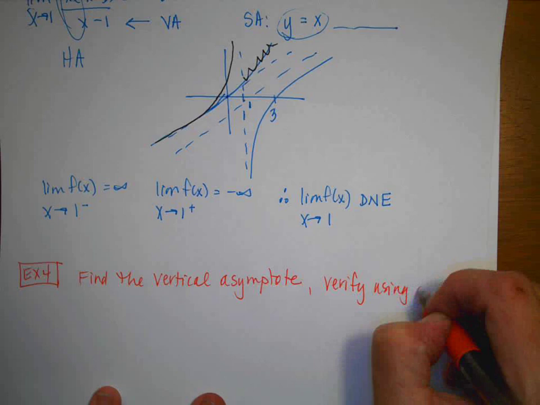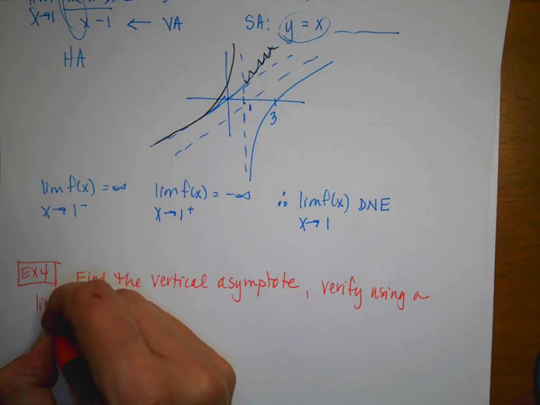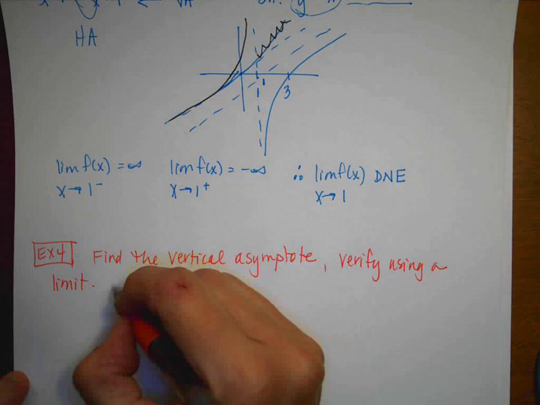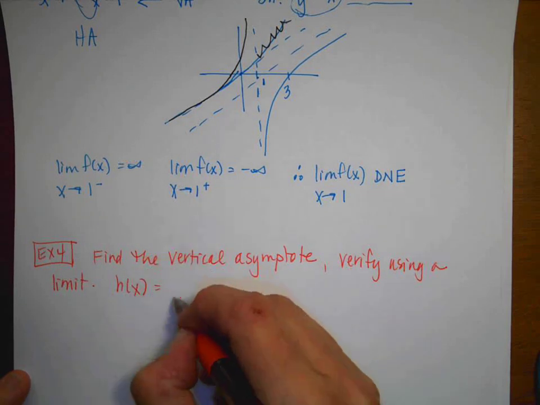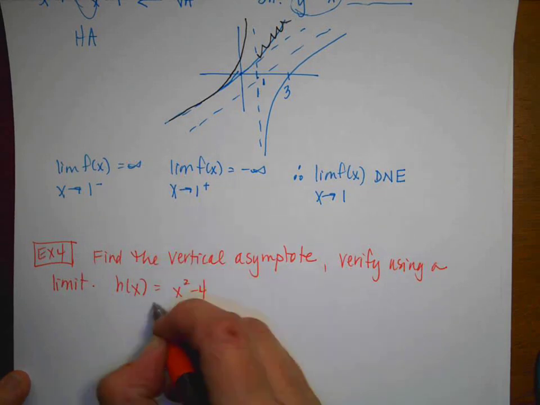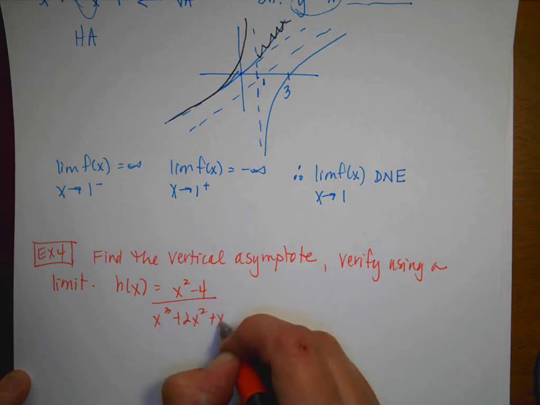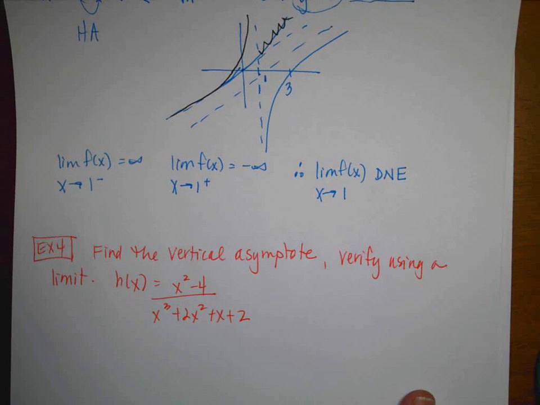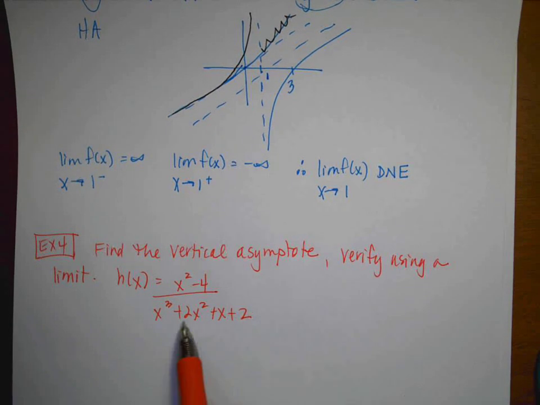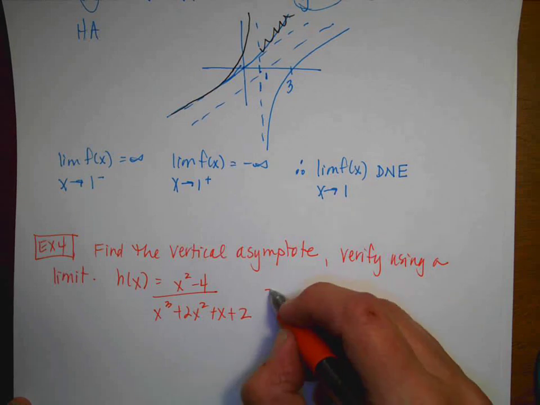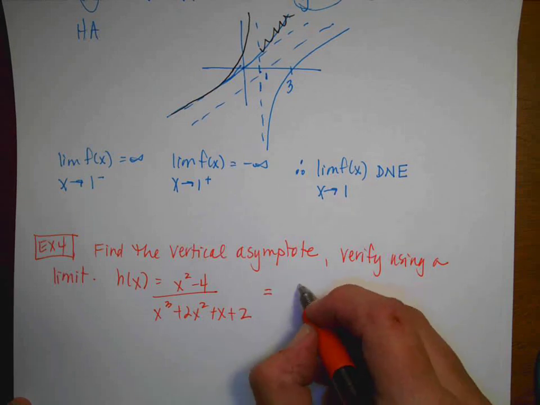Verify using a limit. That must be the difference between an engineer and a mathematician. All right, so h of x is equal to x squared minus 4 over x cubed plus 2x squared plus x plus 2. All righty, so my favorite F word is factoring, so I'm just going to factor all over the place.